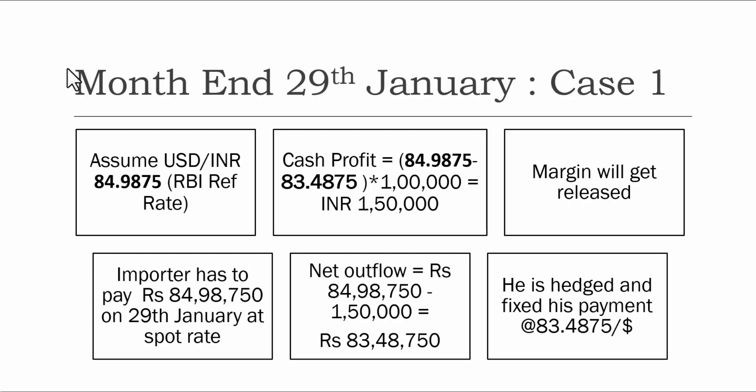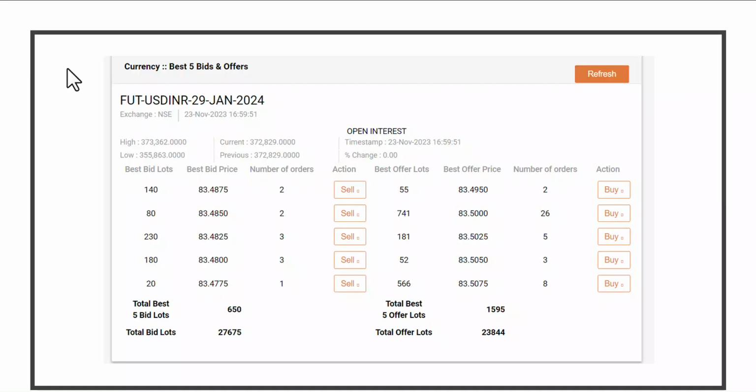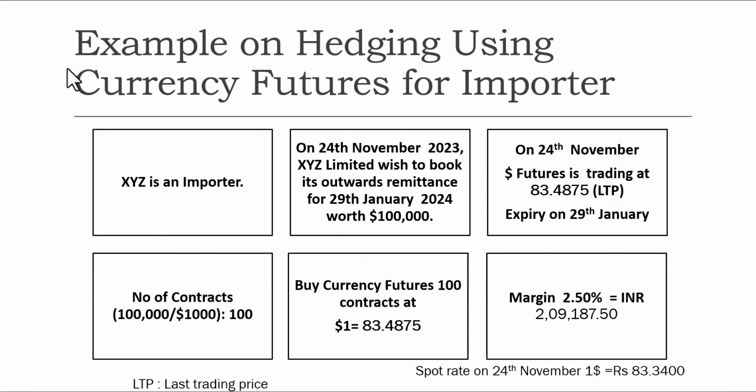Today the spot rate is 83.34, and I am going to make a payment in January. In the month of January, the spot rate can be anything. It can even touch 85 or 86. Whatever. So I want to fix my rate. Today, when I go to the stock exchange, I find the rate is 83.4875. Now, I like this rate.